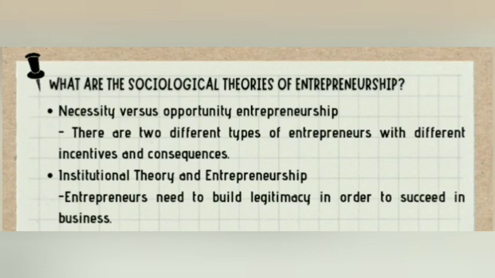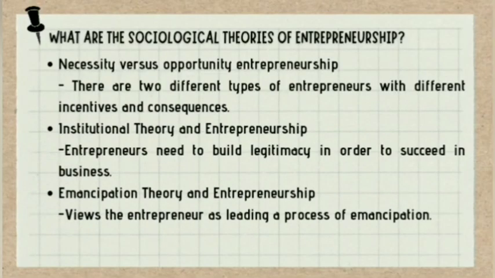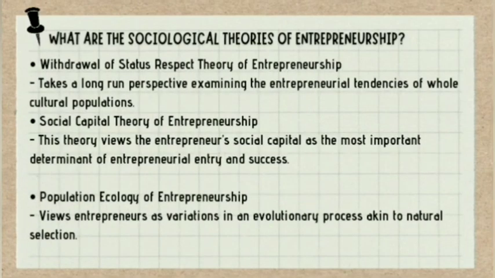Number two is institutional theory and entrepreneurship. Entrepreneurs need to build legitimacy in order to succeed in business. Institutional entrepreneurship occurs when a person or a group of people work to drastically change an institution and in the process form a new institution. For example, if a person thinks that the company that employs him isn't working out well, he might try to completely change the institution. He can make some strategic moves, such as pointing out legal violations or things that aren't working at a company and suggesting incremental improvements.